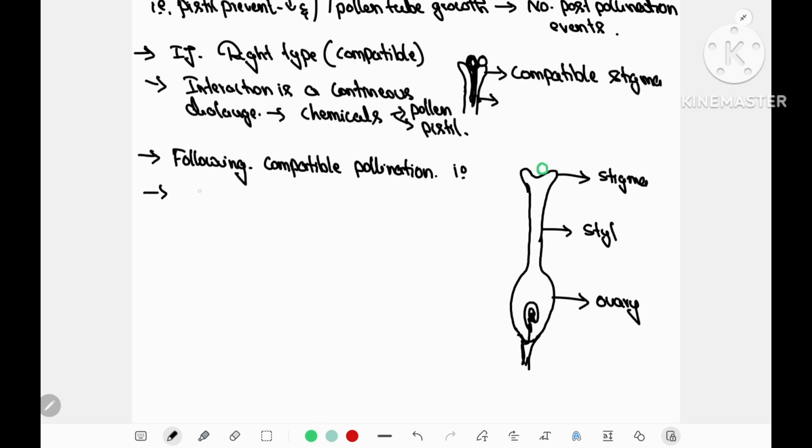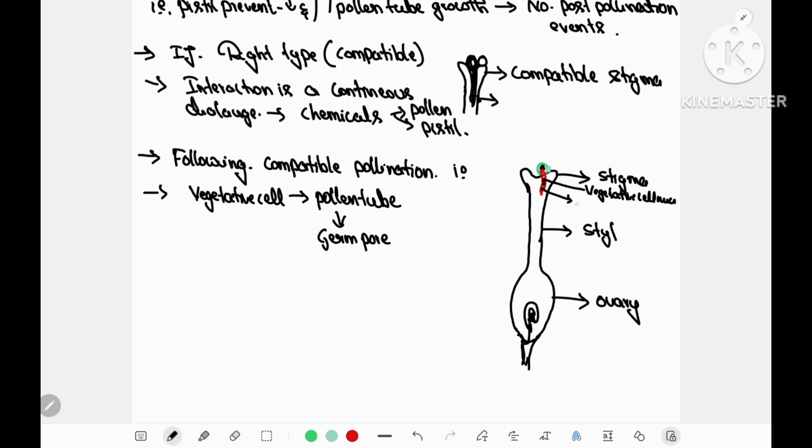Now, following a compatible pollination, the vegetative cell of the pollen grain will produce a pollen tube, and that pollen tube will come out of the pollen grain through one of the germ pores. Now, at this time, the contents of the pollen grain will move into the pollen tube, and that content is one vegetative cell nucleus and two male gametes. And by this time, there is a production of two male gametes from the mitotic division that has taken place in the generative cell.